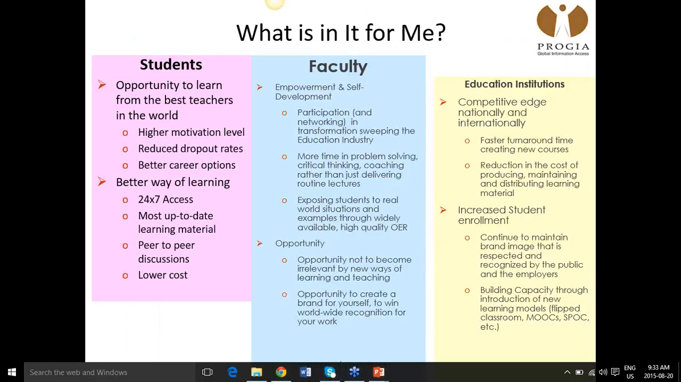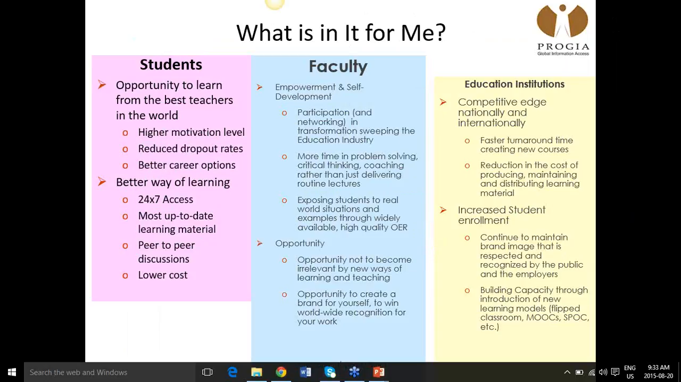Through using open education resources, you can first of all lower the cost of education. Then you can build various pedagogical approaches in various institutes, like blended learning or the flipped classroom model. A student will have access to the content 24/7, and within no time, the student will get the updated learning material. Peer-to-peer discussions can take place. So these are a few benefits a student gets when the institute adopts open education resources.